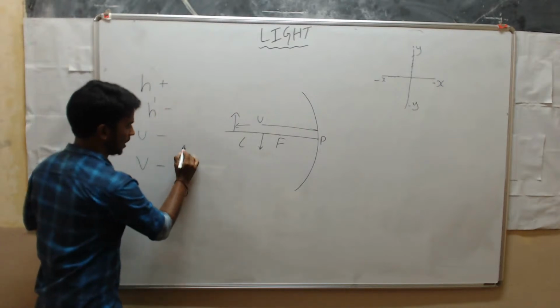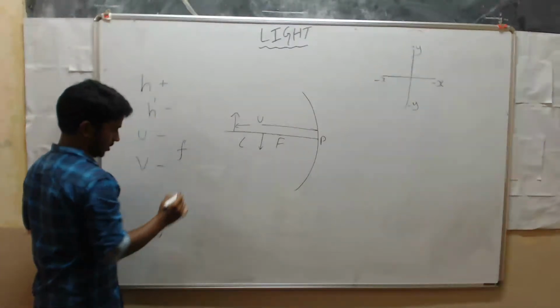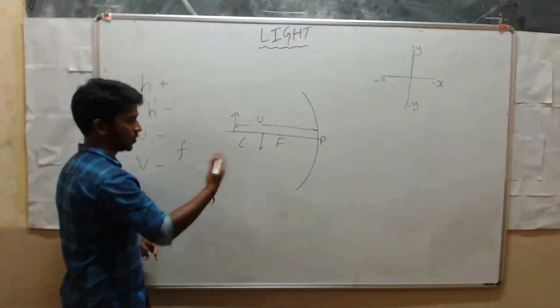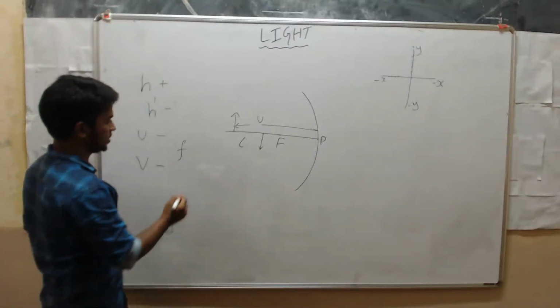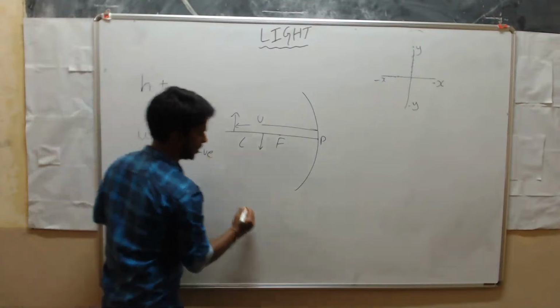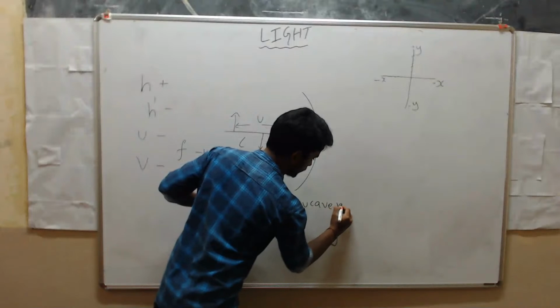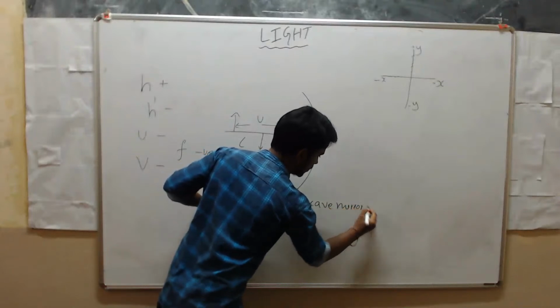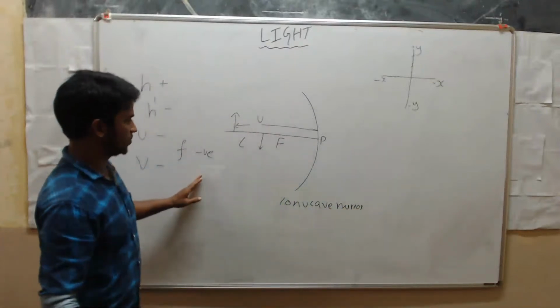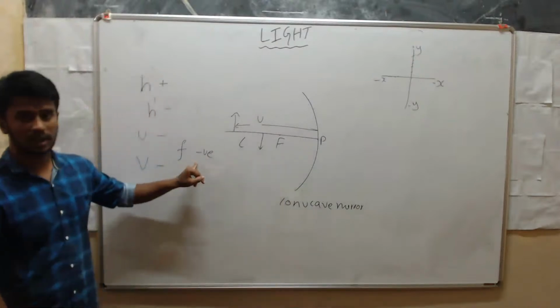And what about focal length? See, I already told you, right? The focal length for a concave mirror is always negative.